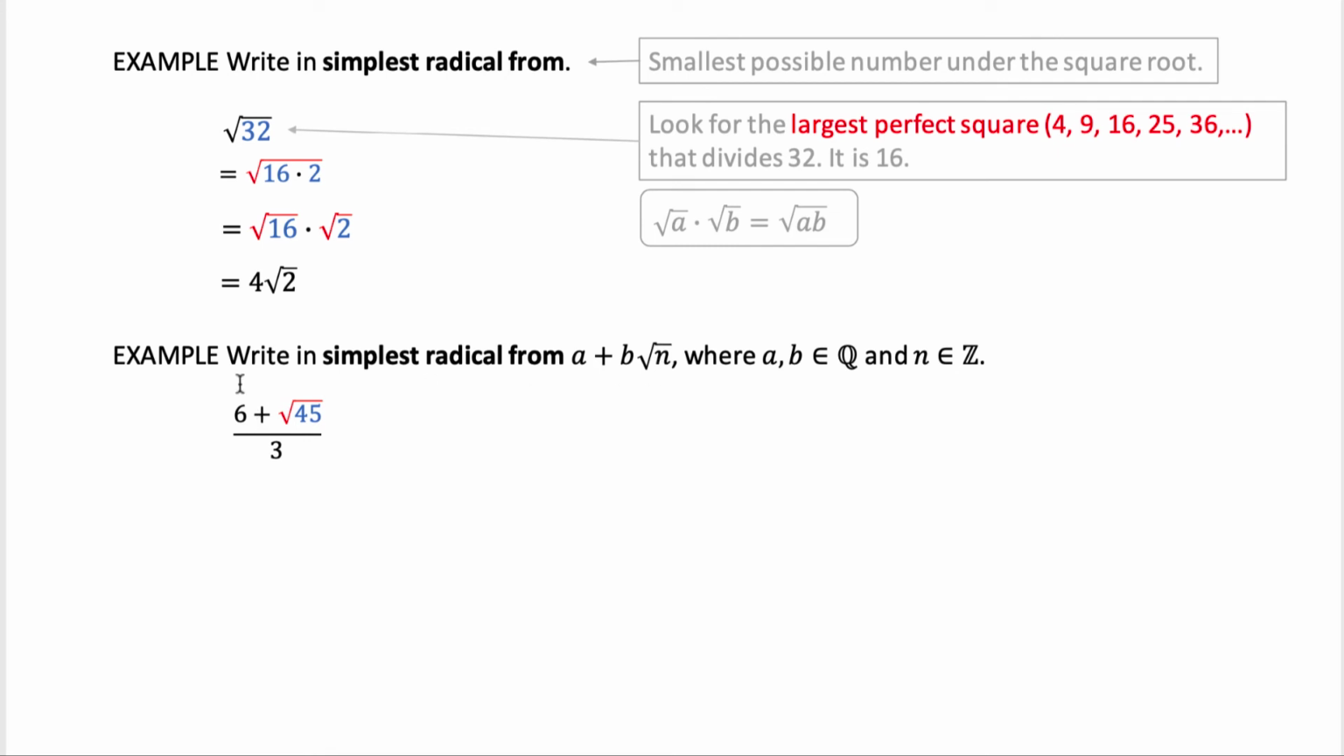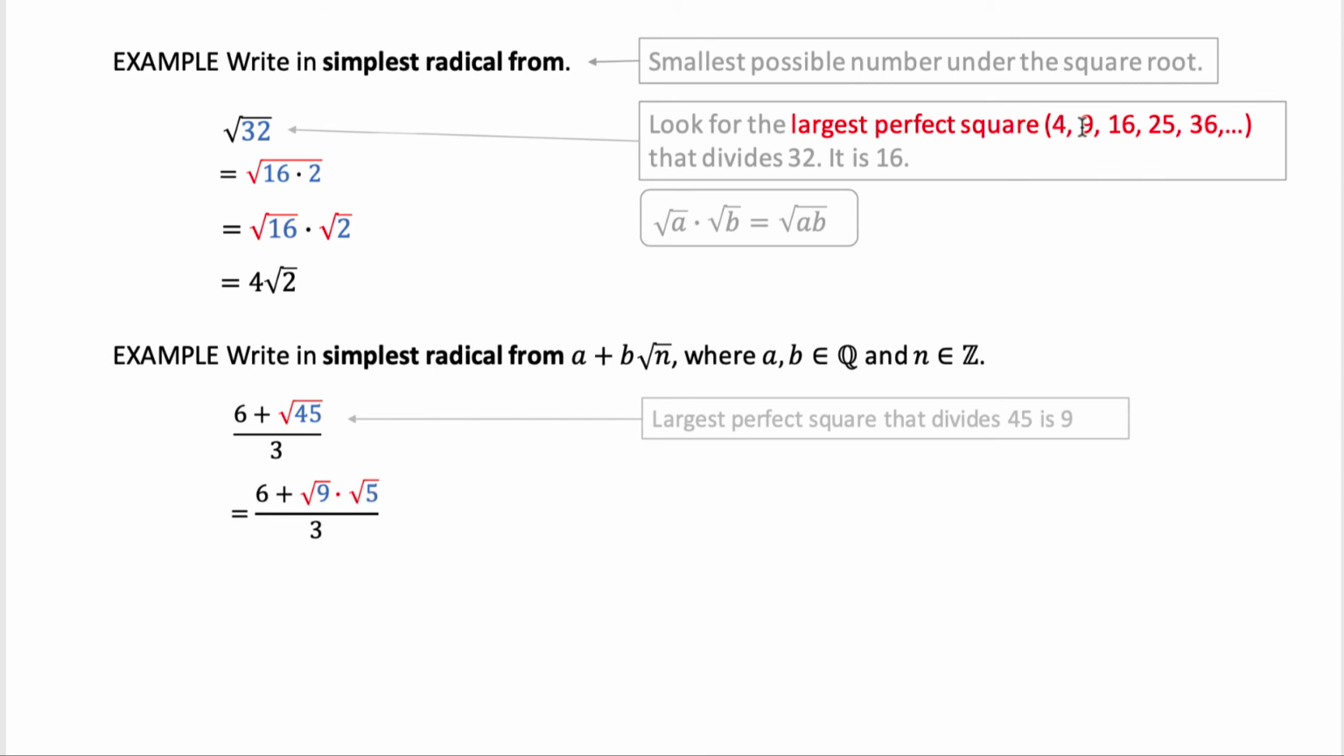Now, first, we'll start by writing in simplest radical form the square root that we have over there, so 45. To do that, we'll look for the largest perfect square that divides 45. When looking at this, the largest perfect square that divides 45 is 9, and 45 is the same thing as 9 times 5.